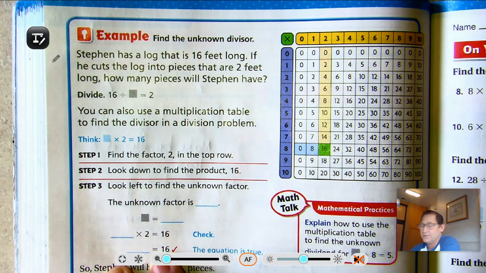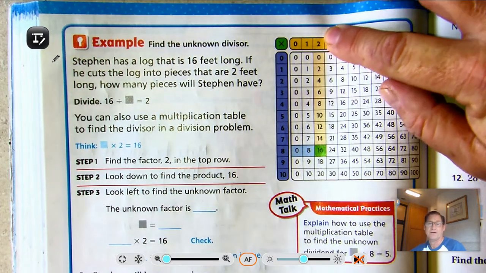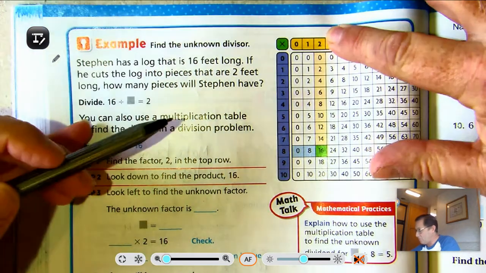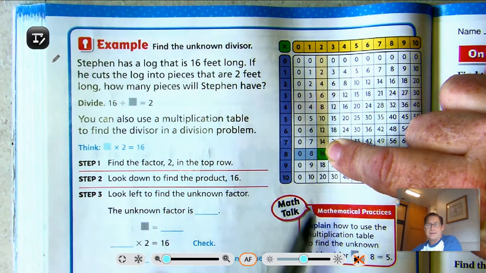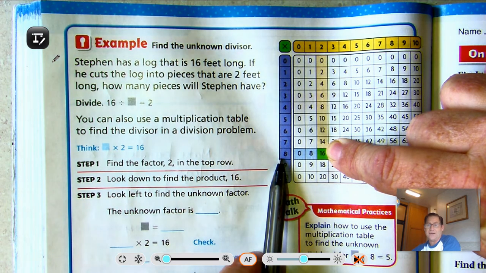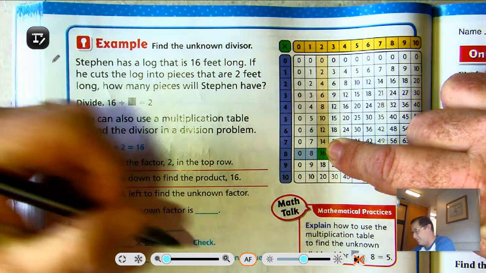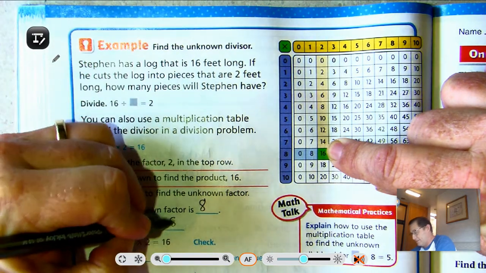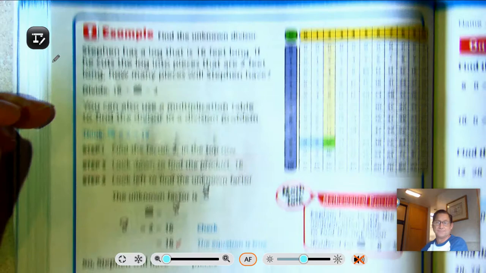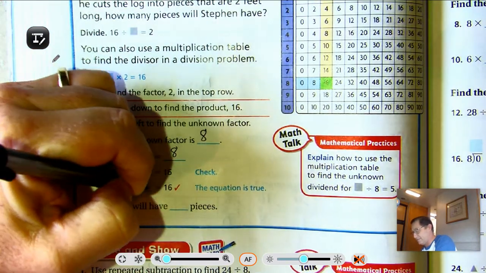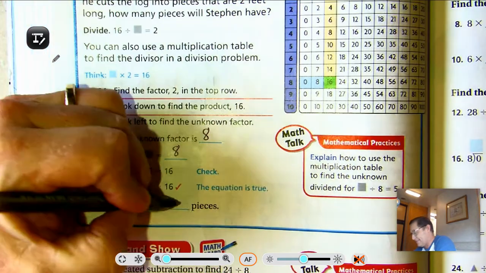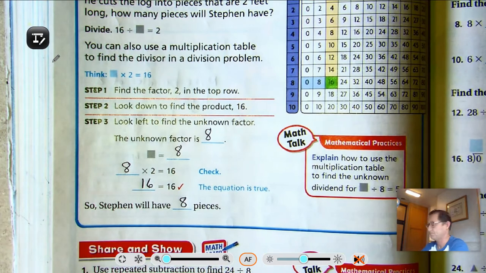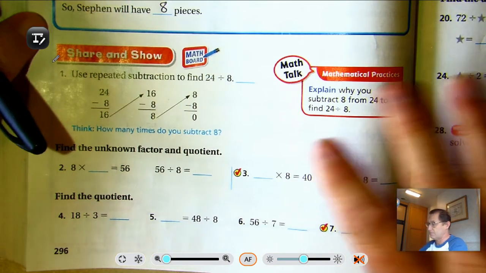So find the factor 2 in the top row of the multiplication table. I found 2. Now look down to 16, because we know it's 2 times something is 16. Now look to the left to find the unknown factor, 8. So the unknown factor is 8. So 8 times 2 equals 16. So they check, the equation is true. So he will have 8 pieces of 2. So that's one way you can also use the multiplication table to find an unknown divisor.